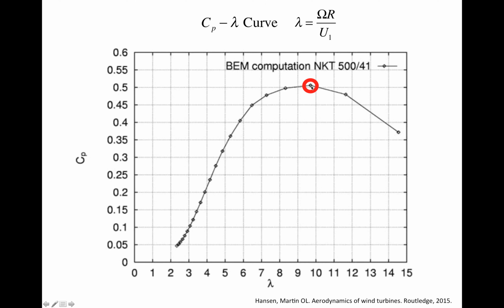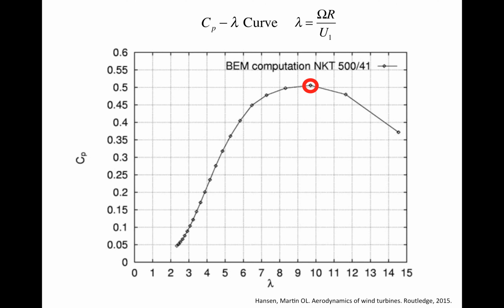It's actually different from the Cp-lambda curves that we derived from the rotor disk model back in video 6. In video 6, the Cp-lambda curve doesn't have this drop in the efficiency at very large lambda, but now the Cp-lambda curve computed using BEM actually has a drop at very large tip speed ratios.